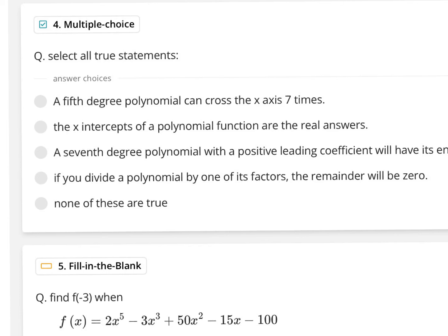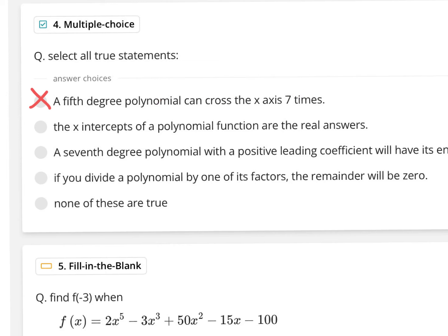Select all the true statements. A 5th degree polynomial can only cross the x-axis 7 times. That is absolutely false. Why is that? A 5th degree means that you have a maximum of 5 answers, which means that you have a maximum of 5 x-intercepts. There is no way that you have an x to the 5th degree power polynomial that has 7 answers, that crosses the x-axis 7 times. Now, if it would have said a 7th degree polynomial can cross the x-axis 7 times, you would say, yes, that would be a true statement. But there is no way a 5th degree can cross it 7 times. So don't select that one.